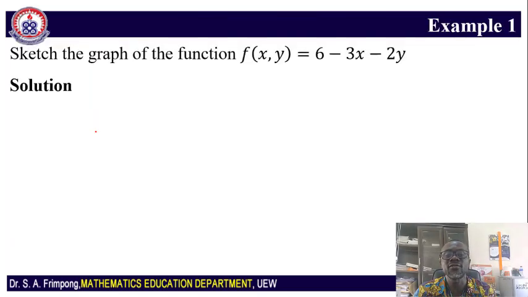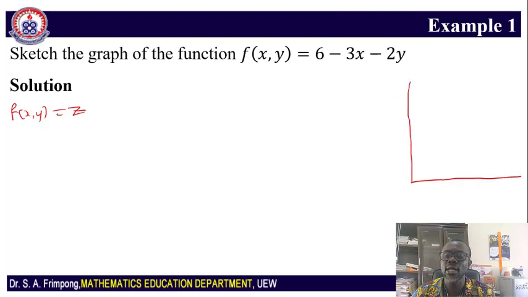We want to sketch the graph of the function f of x, y equals 6 minus 3x minus 2y. In both cases, we are going to look at GeoGebra and then the regular sketch. So let's look at the sketch here. We know when you write functions like this, f of x, y can be represented by z, because we have the three-dimensional coordinate system with the x, y, and z axes. So this is x, this is y, and this is the z axis. So we can write the equation as z equals 6 minus 3x minus 2y.